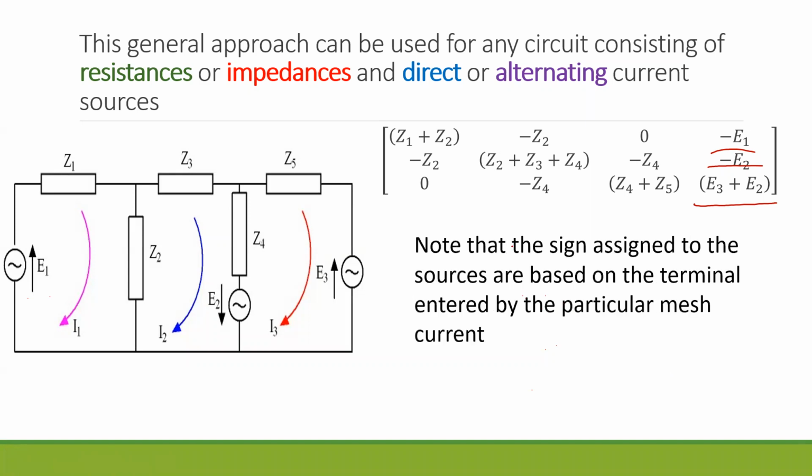All right, so the sign assigned to the source in each mesh is based on the terminal entered by the particular mesh current. So in mesh 1, it's going into the negative, so we have negative E1. For E2, it's entering the negative, so we have minus E2. For mesh 3, it's entering the positive of supply E2 and the positive of E3. So we have E2 plus E3.